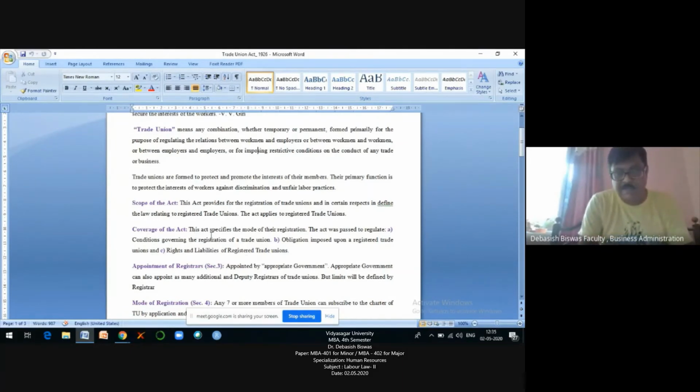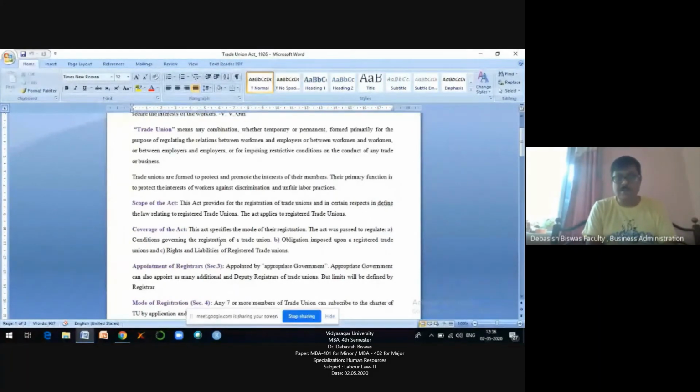So what is the coverage of this act? This act specifies the mode of their registration. The act was passed to regulate conditions governing the registration of a trade union: how the trade union will be registered, what are the conditions which are required for the registration purpose, that has been mentioned in this act. Another is, if you have got the registration, then obligations imposed upon a registered trade union. That means if you are a registered trade union, you have to discharge certain duties. And another is, if you are a registered trade union, then you will enjoy certain rights and you have to discharge certain liabilities of registered trade union. That is the coverage of this act.